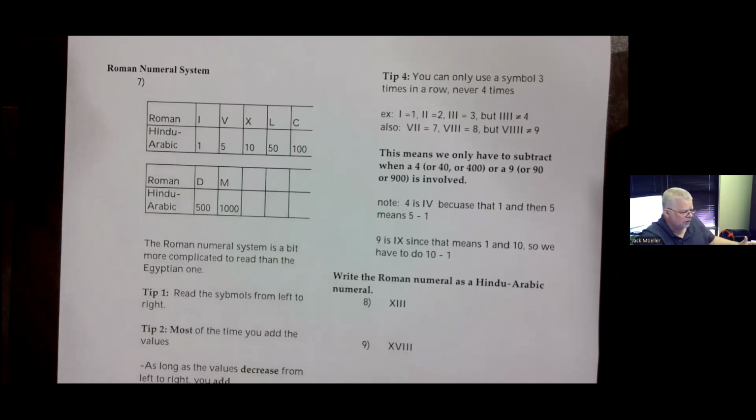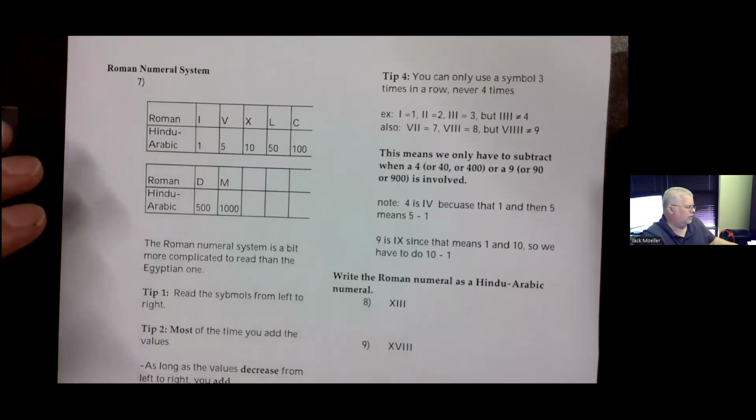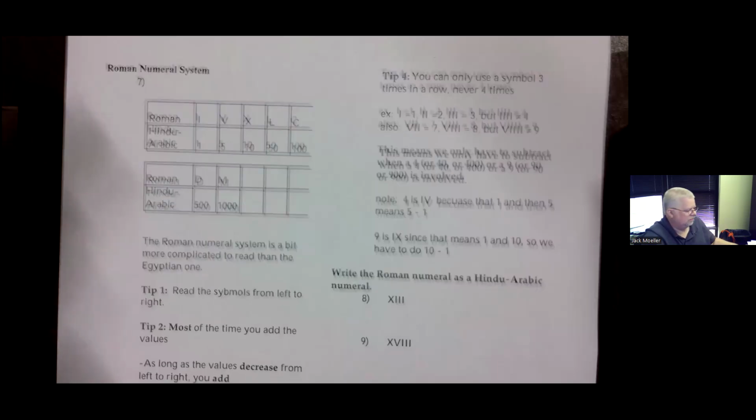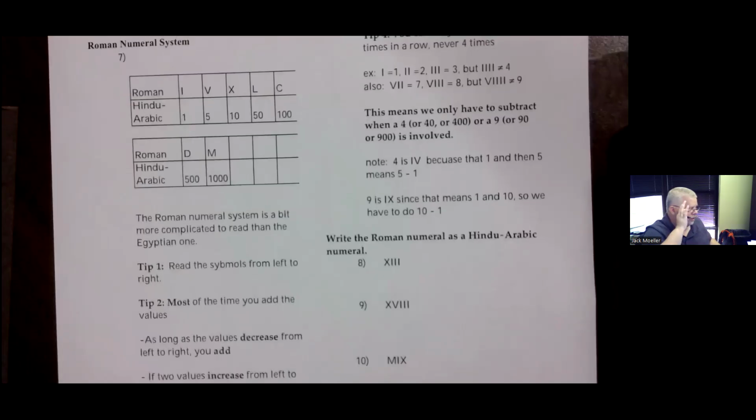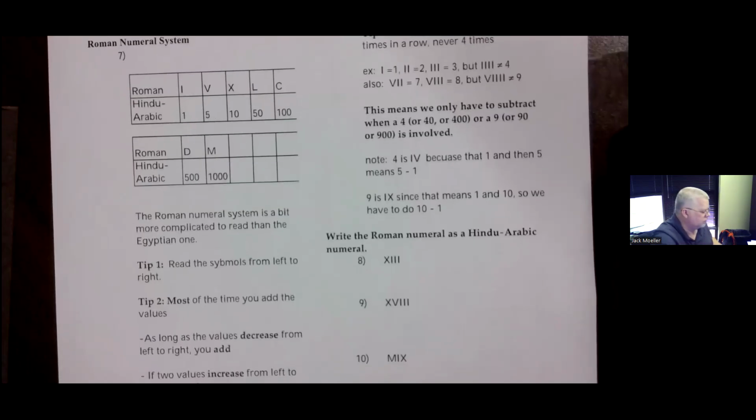Same with publishing. A lot of times in books, you'll see that the copyright year will be written in Roman numerals rather than our normal Hindu-Arabic number system. Again, maybe people think it looks fancier, so they like the look. But that's typically where we see a Roman numeral system these days.